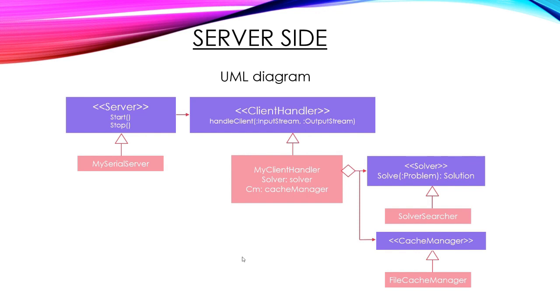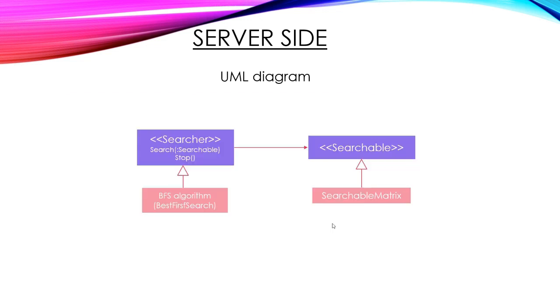To be able to solve different kinds of problems, we used object adapters. You can notice the one called solver searcher. To be able to solve different search problems with different algorithms, we used the bridge design pattern, which allows us to search with any kind of searcher on any kind of searchable object.